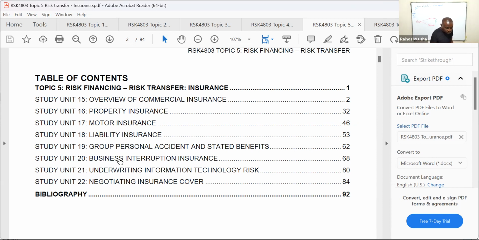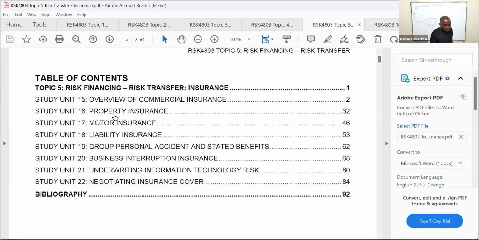And also study unit 20, you look at business interruption insurance as well, to say, so what is business interruption insurance and how is it relevant when it comes to your overall insurance portfolio as well? So these are the two study units that we're going to be looking at when it comes to topic 5.